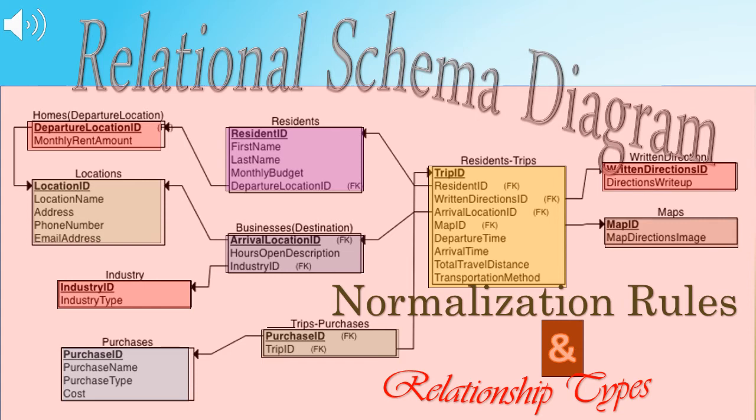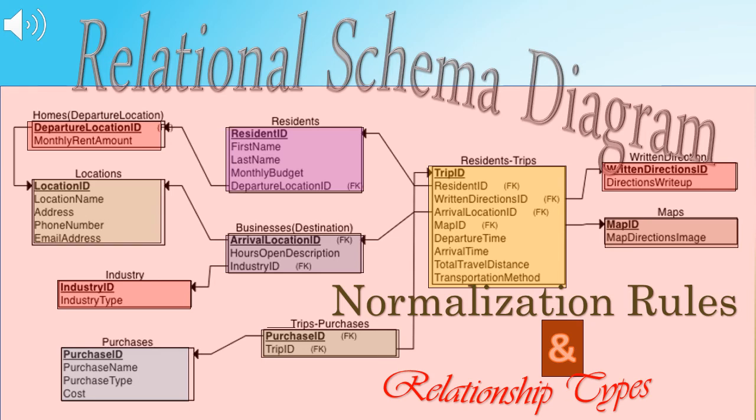And then the resident trips table and transportation methods table are related in a one-to-many relationship. This is because a single trip correlates to a single transportation method, but a single transportation method can be associated with many trips.